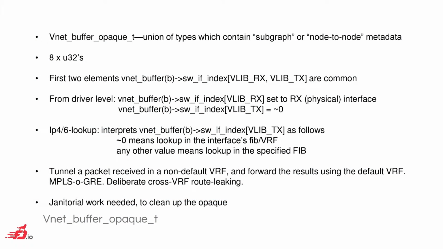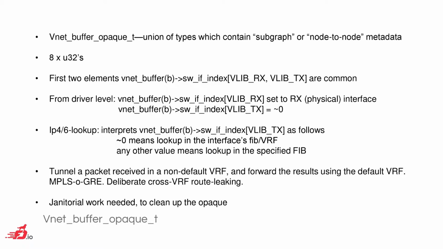As I said, I should read my own slides rather than doing this off the top of my head, because I end up saying the same stuff except in a better order in the slides. So the driver level sets the software IF index to the RX physical interface, and the TX slot is always set to ~0. The IP4/IP6 lookup nodes will interpret ~0 as meaning lookup in the interface's parent VRF or fib, however you want to say it. Otherwise, it's an explicit go lookup in this fib right here, please.